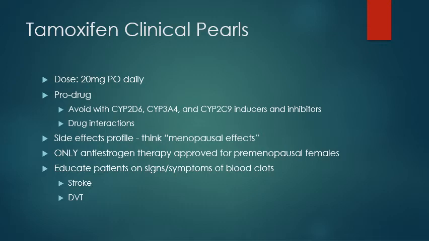With the side effect profile, you tend to think menopausal effects, so those hot flashes, muscle aches and pains, signs and symptoms that you would see when patients have decreased estrogen levels in their body. Tamoxifen is the only anti-estrogen therapy that's approved for premenopausal females. And whenever a patient is started on tamoxifen, it's really important to educate them on the signs and symptoms of blood clots. So you would include education points on stroke and DVT.